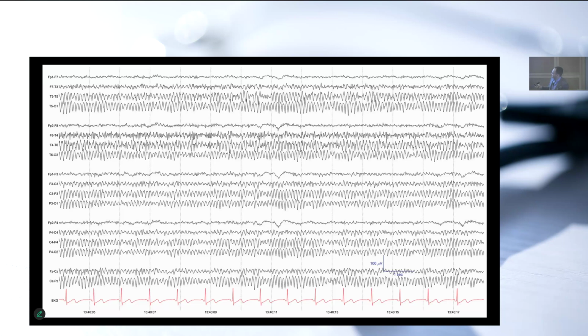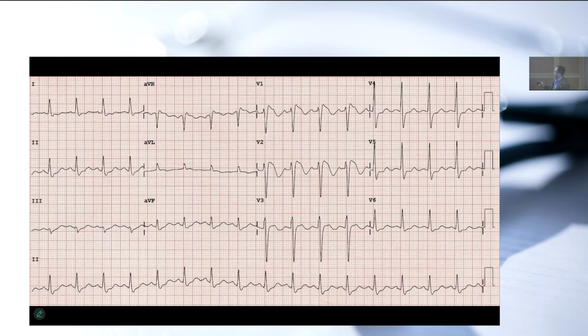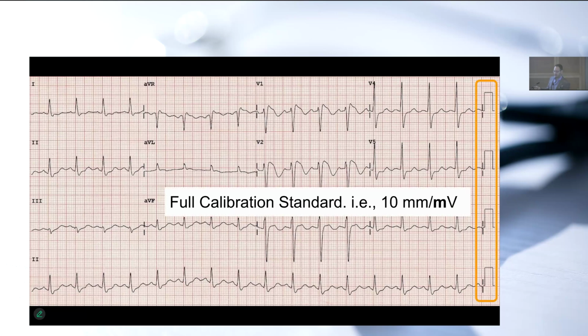What is important, though, is this little standard marker. Here, 1 centimeter represents 100 microvolts. So maybe these here are 100 microvolts peak to peak. If you think about your EKG, everyone remembers this standard marker, right? This is full standard. So that is to say that 1 centimeter or 10 millimeters corresponds to 1 millivolt. So we're already talking, by comparison, EKG and EEG, about a 1,000-fold difference in amplitude.